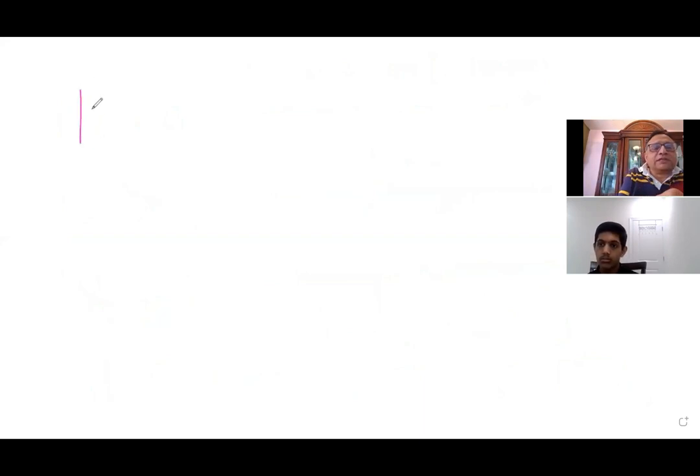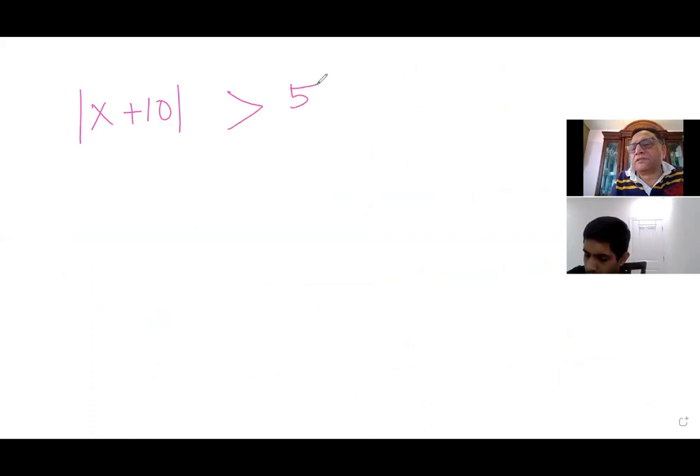So now let's solve this inequality. Absolute value of x plus 10 is greater than 5. Tell me, first, what kind of solution do you expect? We'll put this solution in all respects. We'll put this on the number line. We'll also show it on the graph. Okay, first, solve algebraically. How will you solve this question?